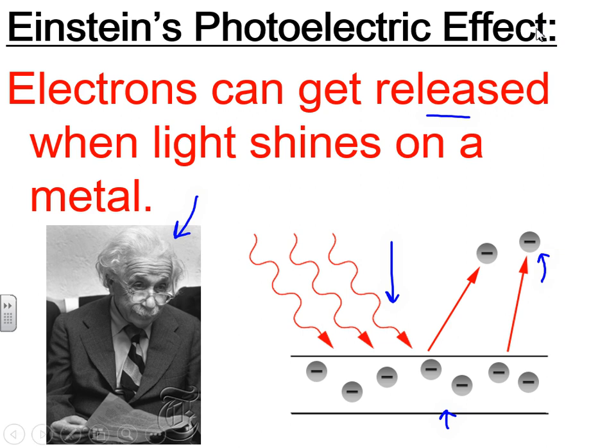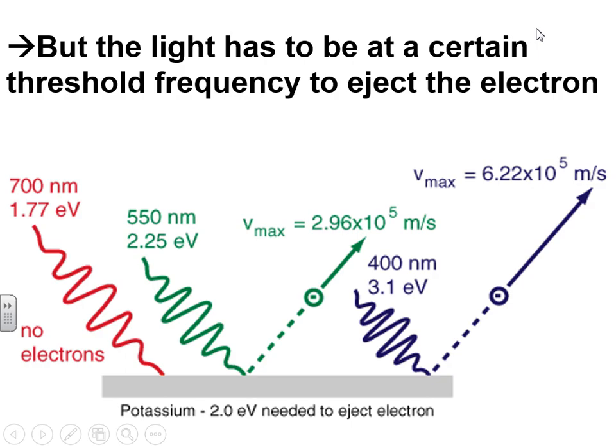Now, what it looked like was something like this. The light had to be at a certain frequency. A threshold frequency means it has to reach a certain frequency before the electrons were ejected. So, an example of this, red light could not eject the electrons, but anything above green light could eject the electrons. Now, this is metal potassium, and it takes 2 electron volts to eject an electron.